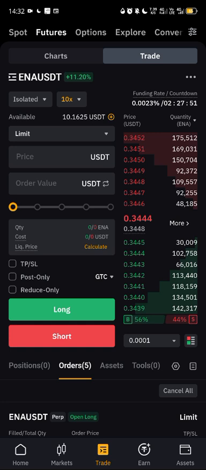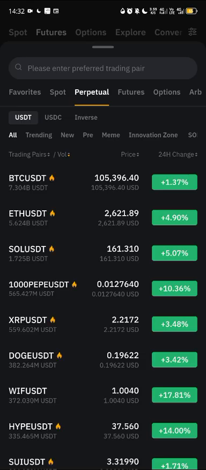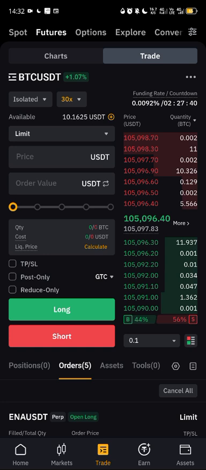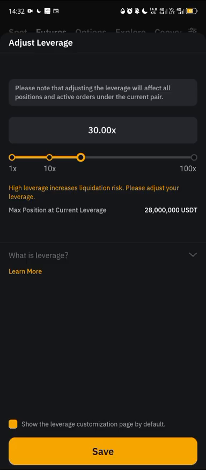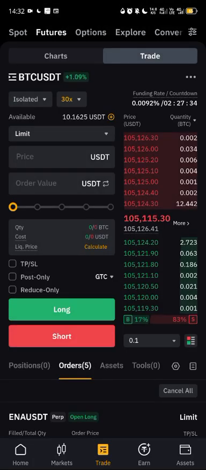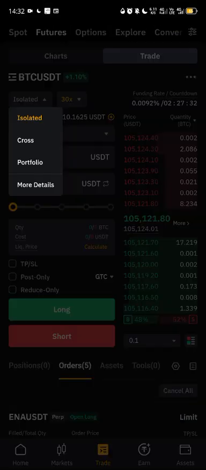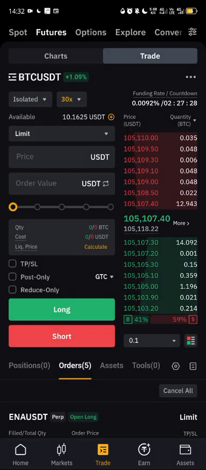So now this is how it works. Now for your price, let's take BTC for instance. This is Bitcoin. Let's select Bitcoin for instance. Now, when it comes to Bitcoin, you want to enter a Bitcoin trade, and you want to use limit order. Now, this is leverage. You have the isolated, you have the cross, you have the portfolio, and more details. Those are new options that Bybit just added recently.